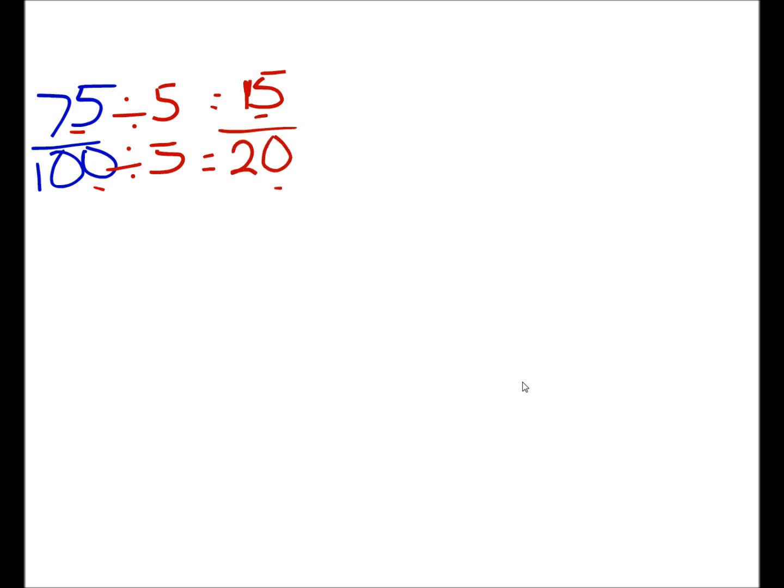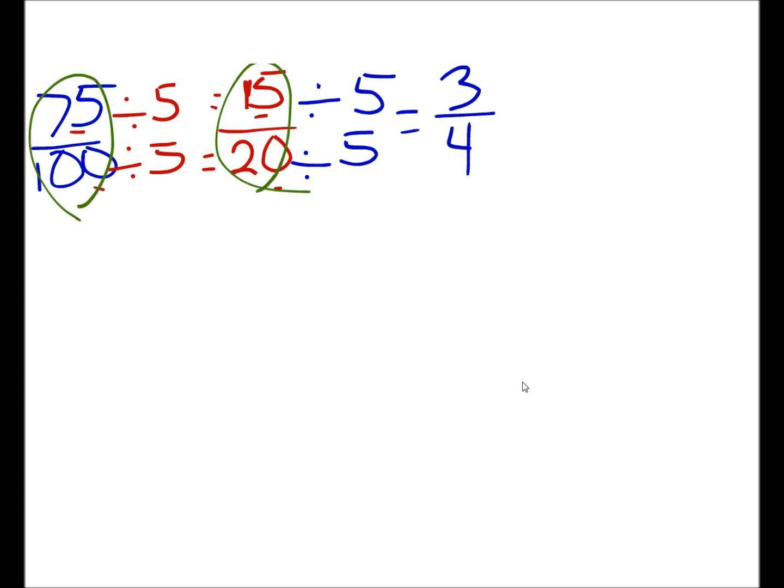Again, it ends in a 5 and a 0. So this time I can divide both of them again by 5. That's going to give me an equivalent fraction of 3/4. So now look here. I have 1, 2, 3 equivalent fractions. All 3 of them, when divided out, will give me 0.75.